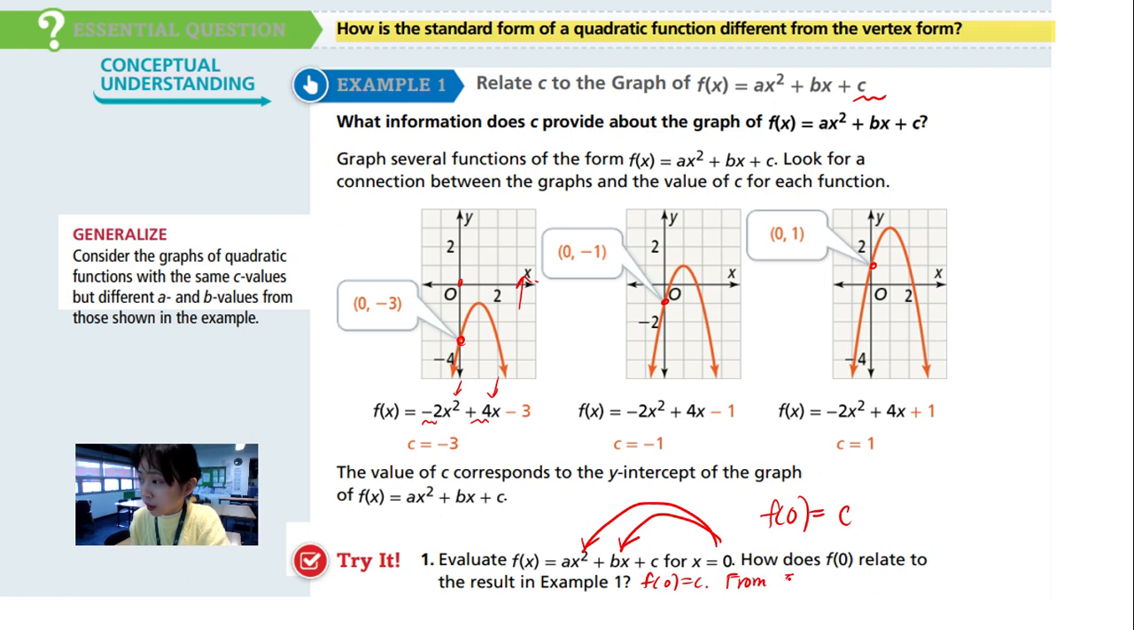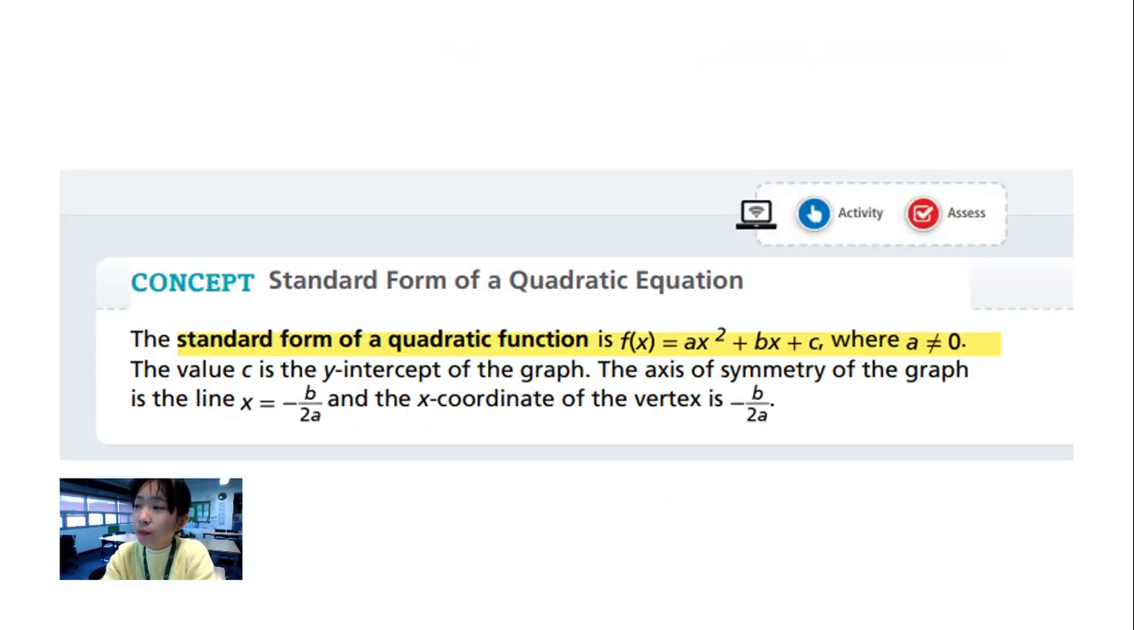And from example 1, this means the y-intercept is (0, c), for any function in this form, ax squared plus bx plus c. Okay? Let's look at example 2. Well, let's look at the next page.